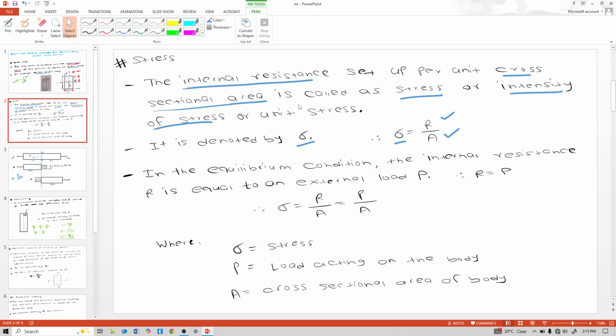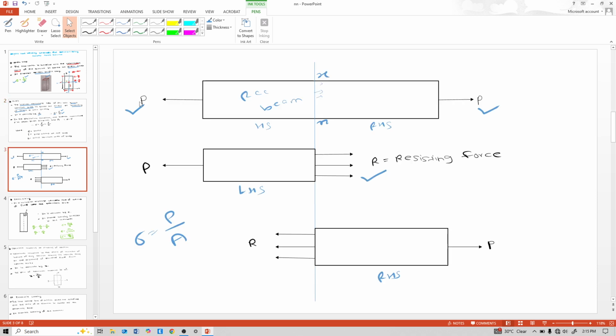Remember this term, internal resistance. The internal resistance set up per unit cross sectional area. So stress is nothing but the resistance to the force. Remember that.